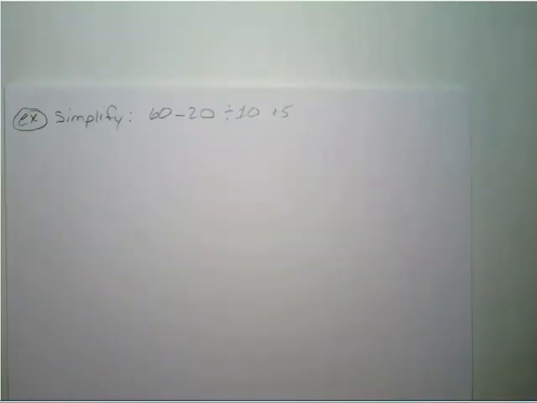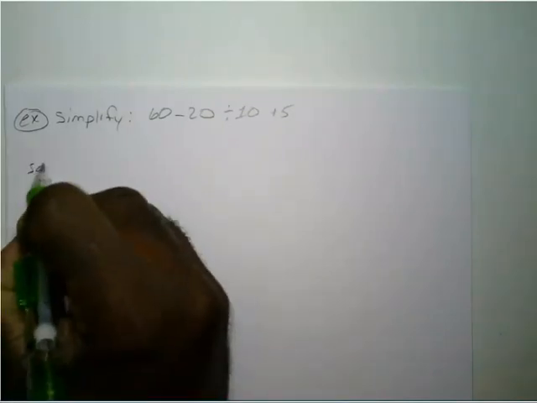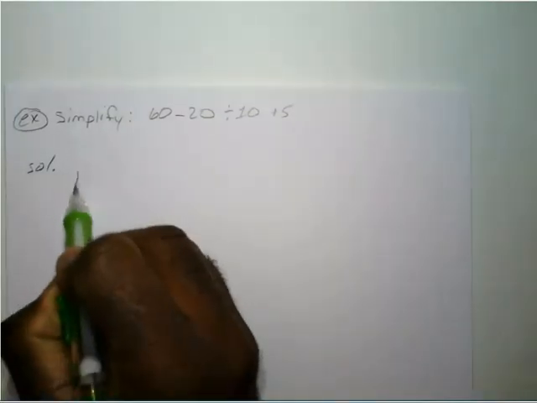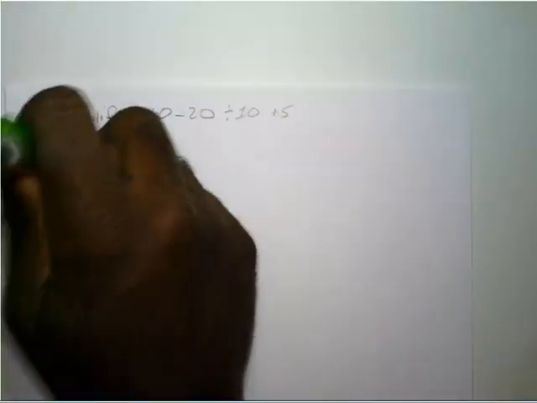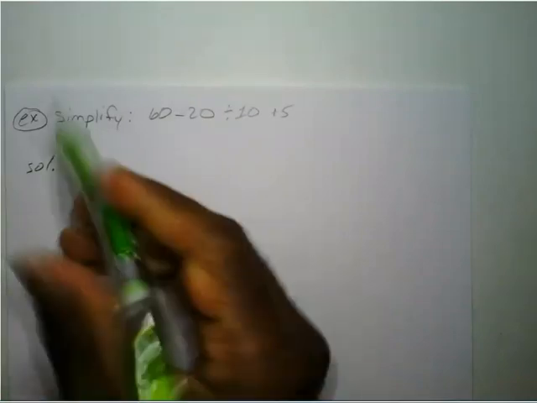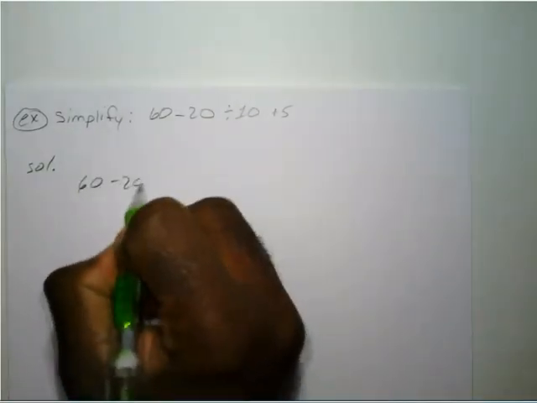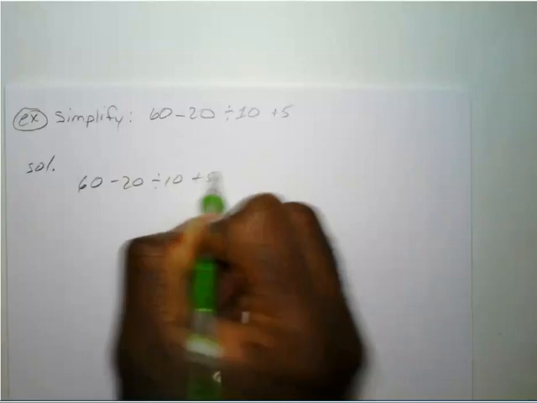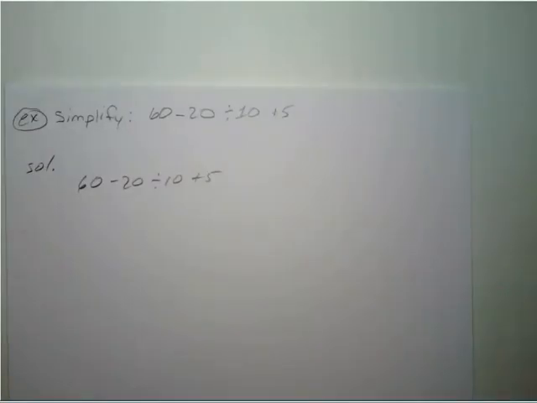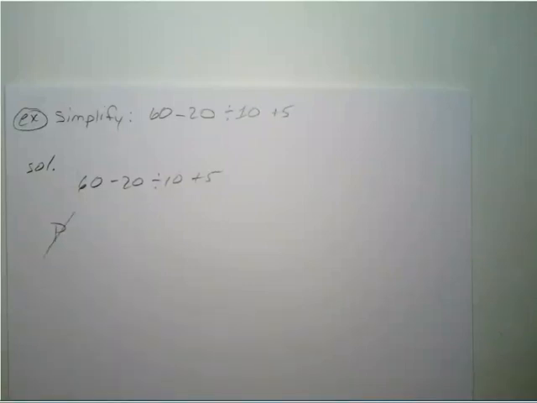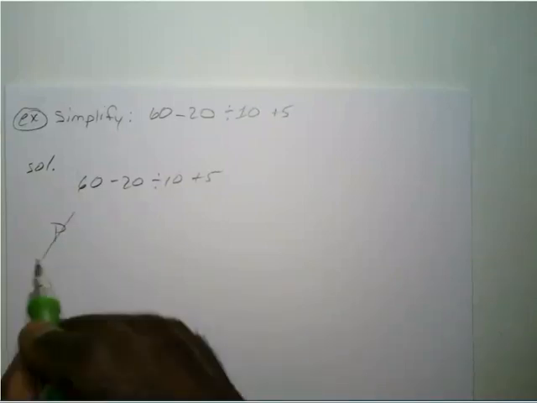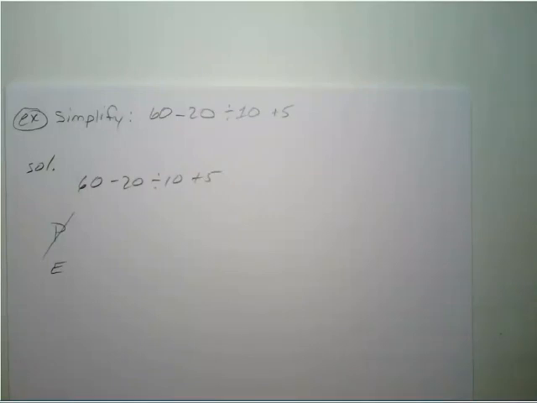Okay, and once again, we're going to start off with our PEMDAS. So we have our parentheses. Actually, let me rewrite it so I don't mark up the original problem. 60 minus 20 divided by 10 plus 5. Okay, so we have our parentheses. No parentheses here, so we go ahead and cross that out. Do we have any exponents? No exponents here, so go ahead and cross that out.